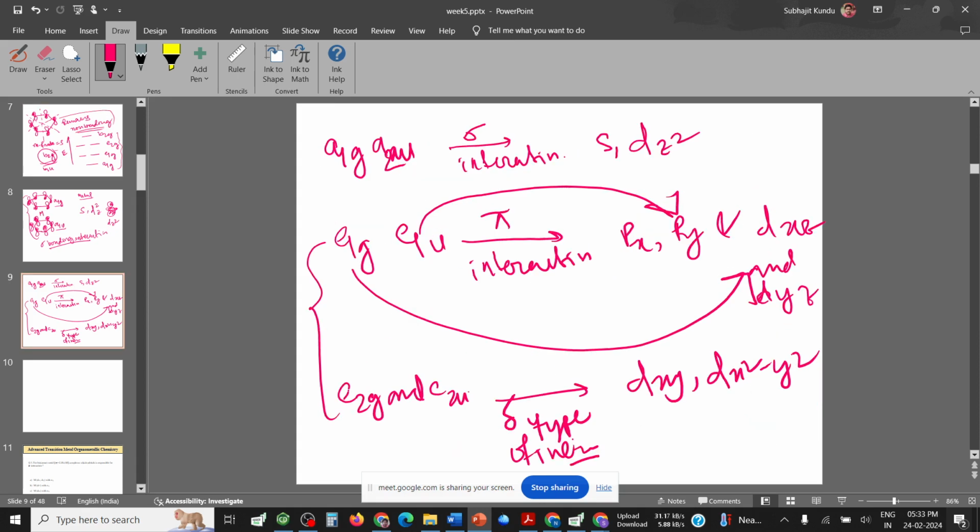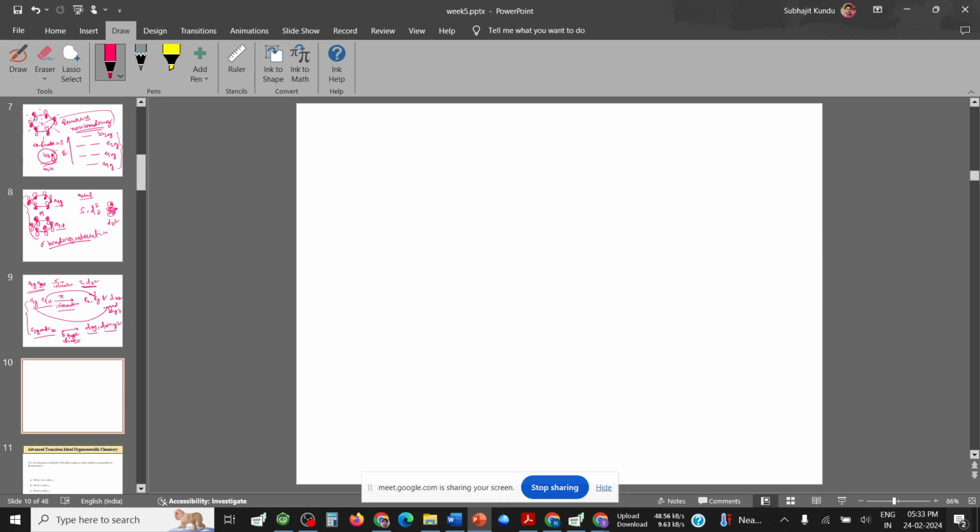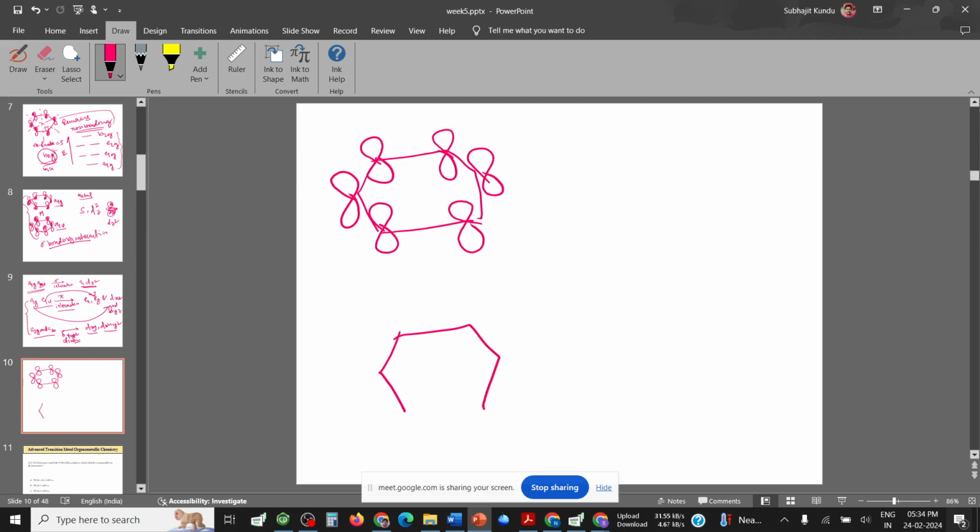So here you have seen that A1G and A2U are forming the sigma interaction with the s and dz square orbital, whereas E1G and E1U are giving the pi interaction with the px, py and dxz and dyz, whereas E2G and E2U undergo the delta type of interaction with the metal dxy and dx square minus y square orbital. I am discussing this in more detail because the next three questions depend on this molecular orbital diagram, and we need to understand the diagram first.